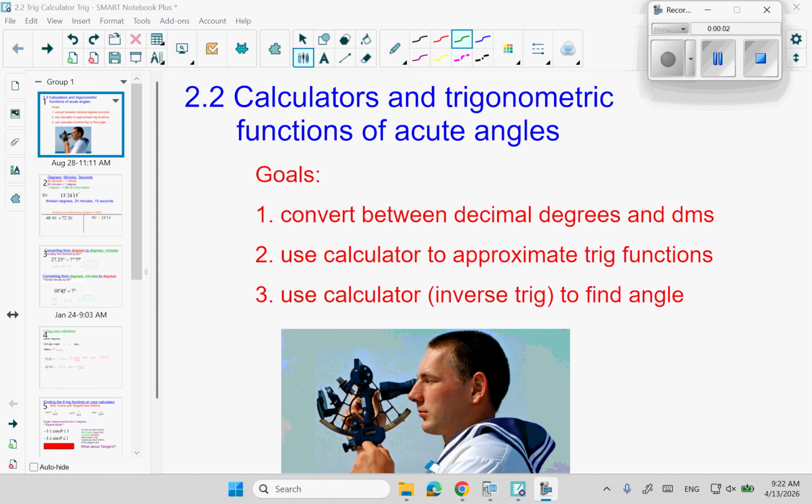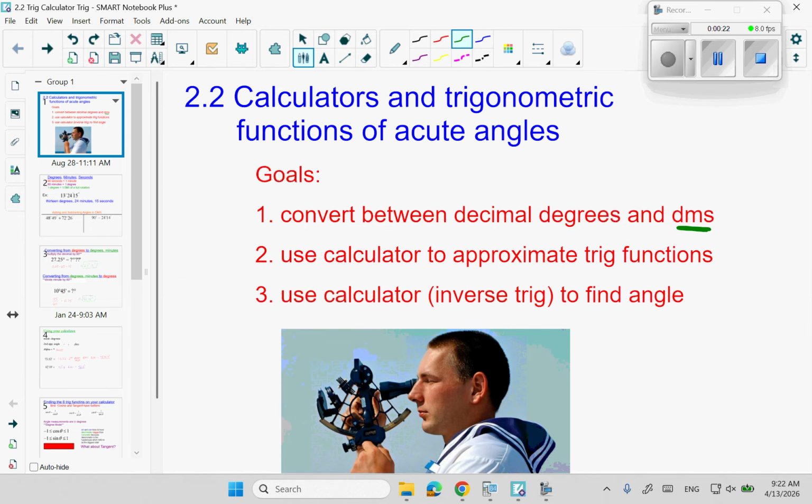Hello and welcome to 2.2 of our trig component for college algebra, calculators and trigonometric functions of acute angles. So we're going to convert between decimal degrees and what's called degrees, minutes, seconds, probably something new that you haven't seen before. We're going to use calculators to approximate trigonometric functions, and we're also going to use calculators to use inverse trig to find angles.